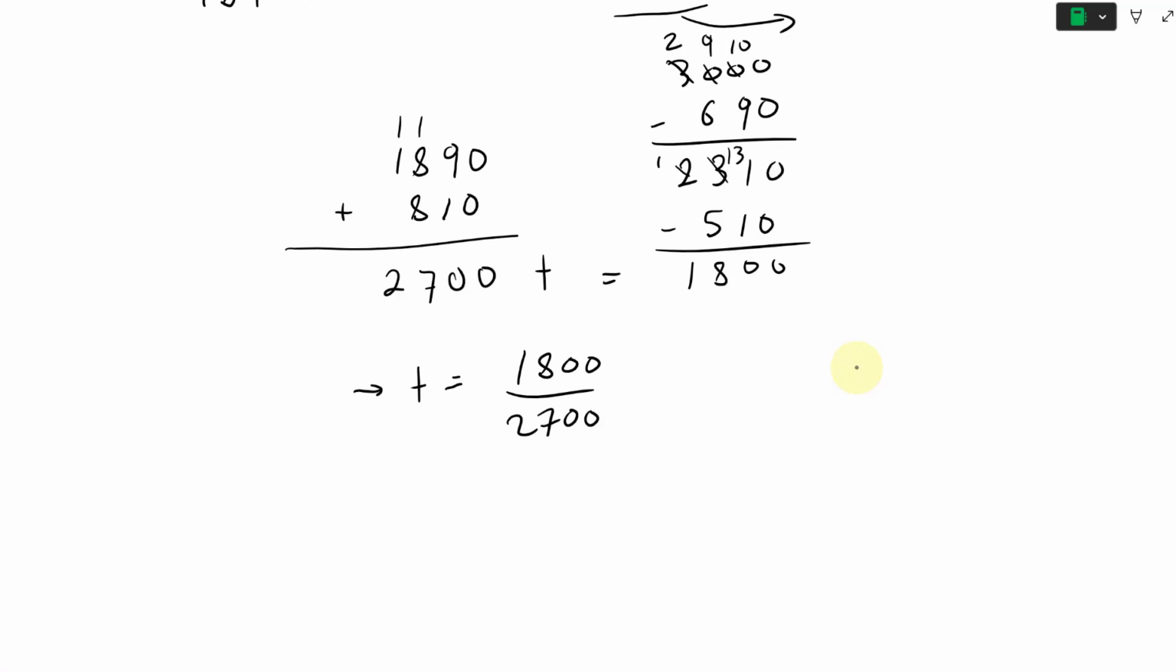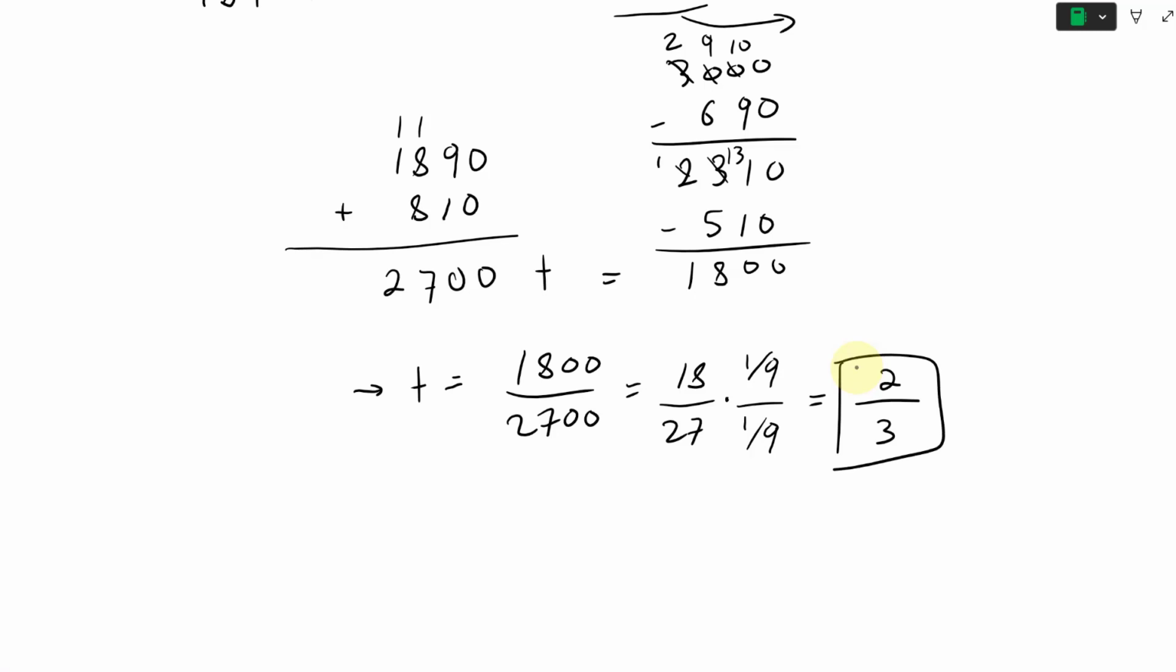Or actually, instead of that, we could just simplify it further. Just cross out the zeros. This equals 18 over 27, and then what we could do now is, well, this is 18. These are all factors of 9. So what we'll do is divide by 9 on both sides. So we get a 2 over 3. Yeah, so that's the answer. 2 over 3 is the parameter t.